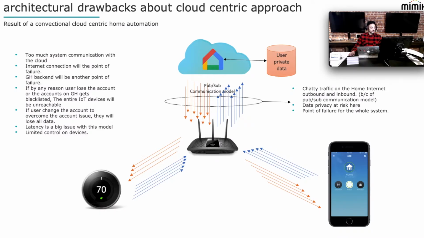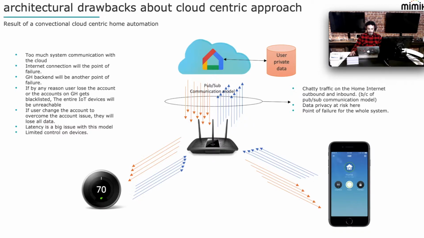Let's look at the architectural drawbacks of using a cloud-centric approach like Google does. All of the user private data that is accumulated over the course of using Google Cloud is stored on the cloud. For a new age, data privacy aware user, this can be troublesome. Data can be sold or intruded upon at the discretion of Google Cloud.